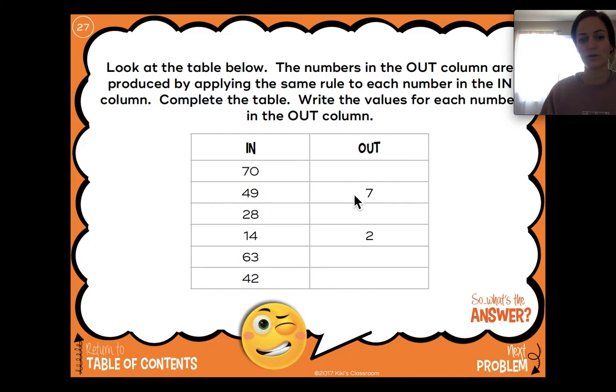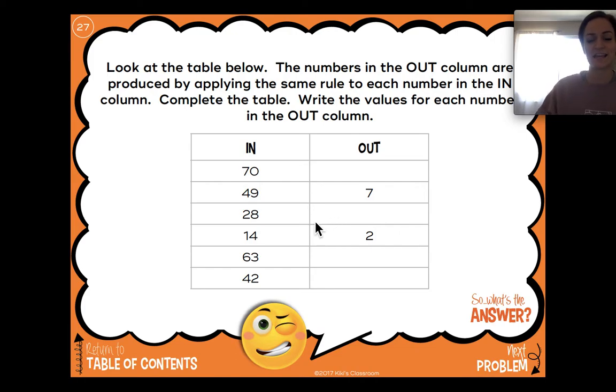What rule or what are they doing to 49 to get 7? Whatever they're doing, what rule they're doing here is the same thing they're doing here. They're putting 14 into the machine and they're getting 2 out. Okay, so there's a specific rule that you'll do to each one of these numbers now. Go ahead and pause the video and try it on your own.